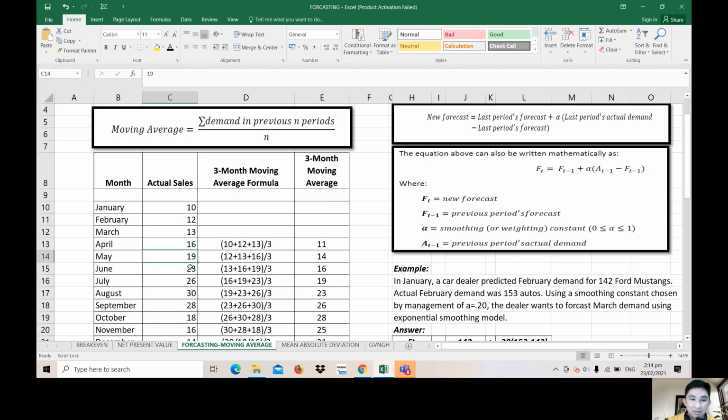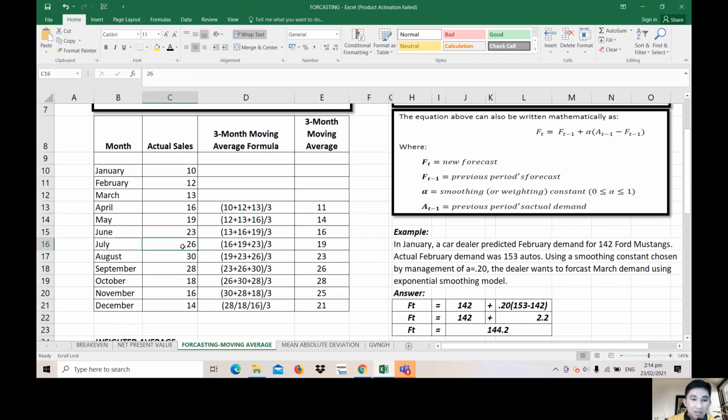So, on June, the step is still the same. We will be using the first 3 months before the month of forecast. Before the month of June, these are the periods: March, April, and May. Therefore, in our formula, 13 plus 16 plus 19, divided by 3, is 16. Okay, let's proceed. On the month of July, the first 3 months are April, May, and June. We will use those as our data in the forecast of July, divided by 3. Our answer is 19.